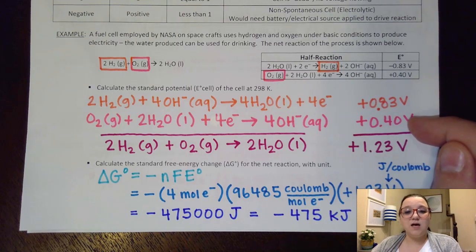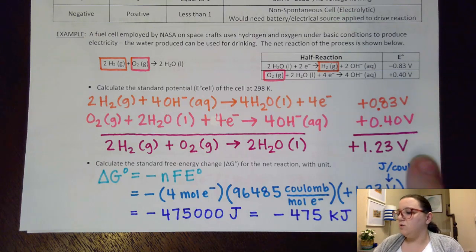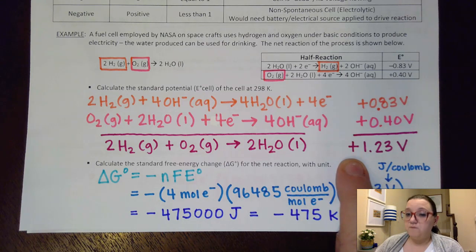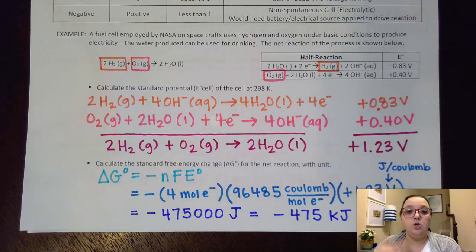So to get my volts, I just simply add those up and get my answer. Easy peasy, right? And I can kind of double check this here. I noticed that it came out to be a positive 1.23 volts, which means this would be thermodynamically favorable. And if I thought back, this said it produces electricity, not that it used it. And so that would make sense if we're producing electricity that our process would be thermodynamically favorable. It would be spontaneous and a galvanic cell.